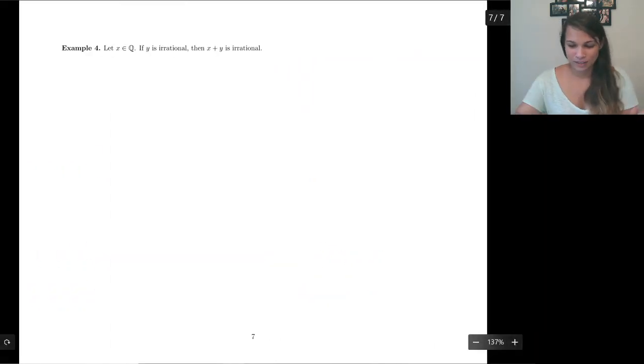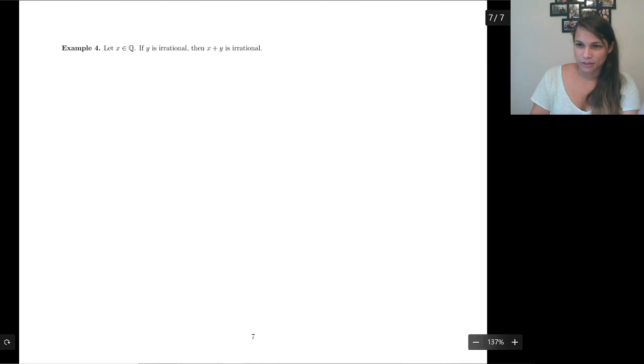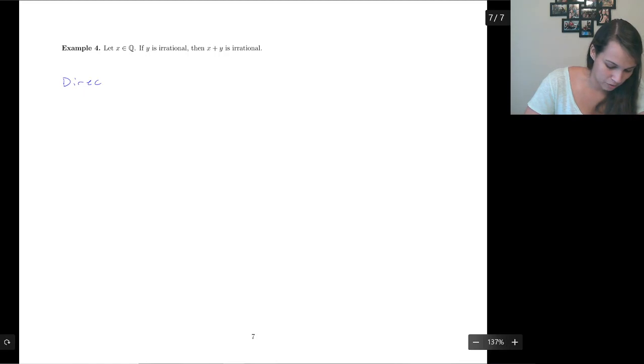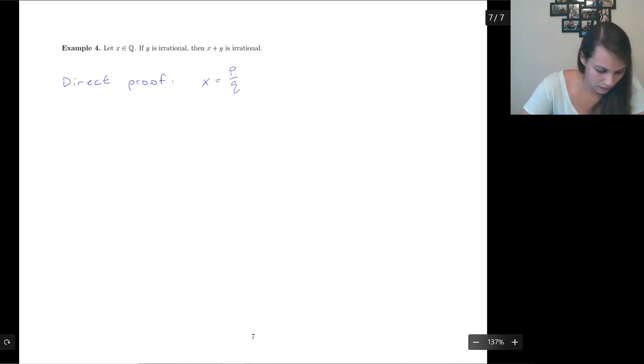For example, let's say x is a rational number. That's what the Q notation is. If y is irrational, then the sum is going to be irrational. So a rational number plus an irrational number is always going to be irrational. How do we know that? Well, we're going to try and do a direct proof. We're going to say that x equals p over q and y isn't.